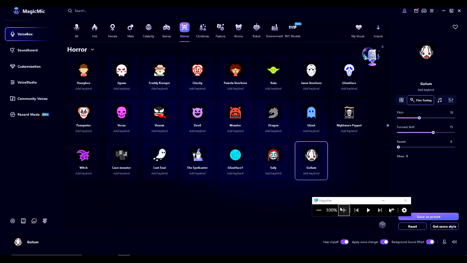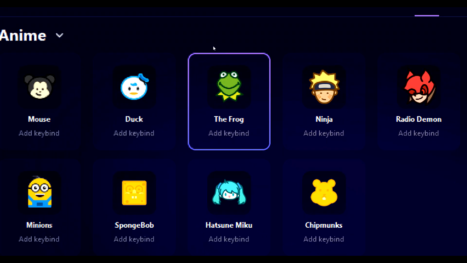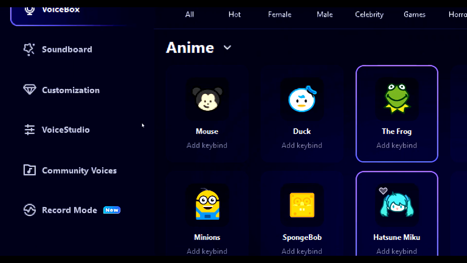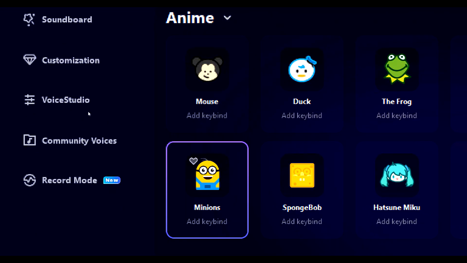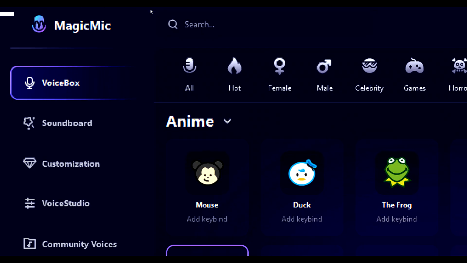Now let's try something else. You know this one? The little prop from the Muppets. Do you listen to it? Does it really sound like the prop from the Muppets? I don't think so. I'm not even going to try the other ones because I already tried them. We tried the Minions. It's like using Audacity.